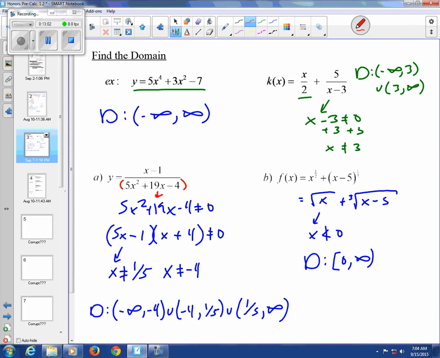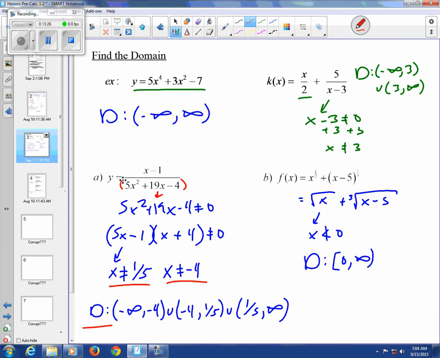So right here we can set this equal to 0 and factor. We get the two zeros of 1/5 and negative 4. Those are the two values we're going to exclude from our domain, pull out of the x-axis, and we get these three intervals. We get the interval from negative infinity to negative 4, the interval from negative 4 to 1/5, and the interval from 1/5 to positive infinity, and those three intervals make up the domain of the function.